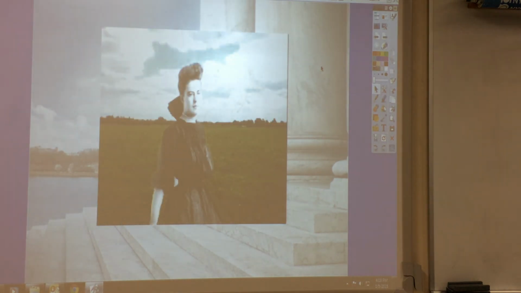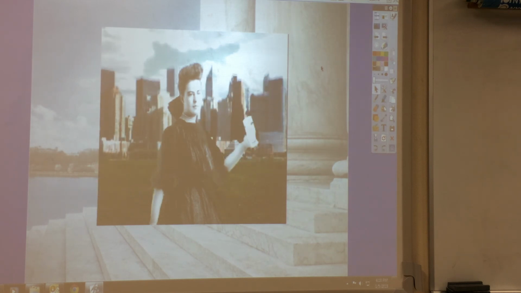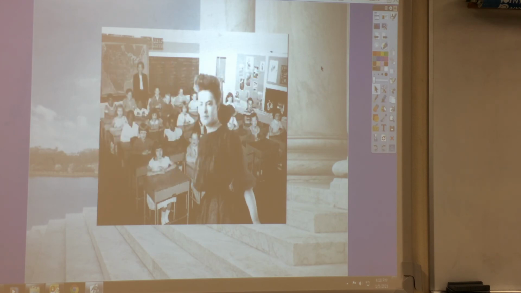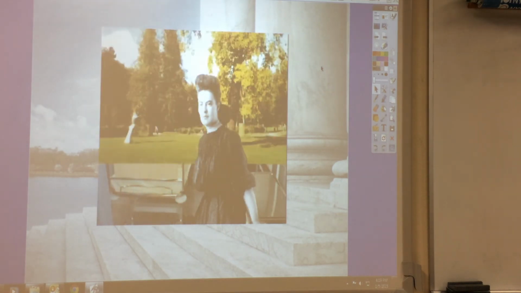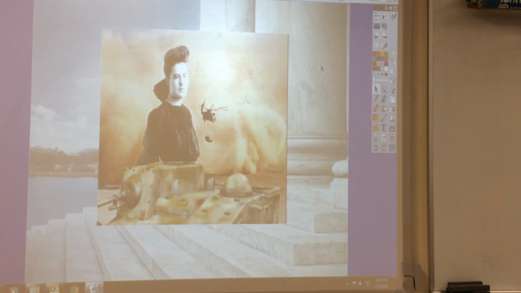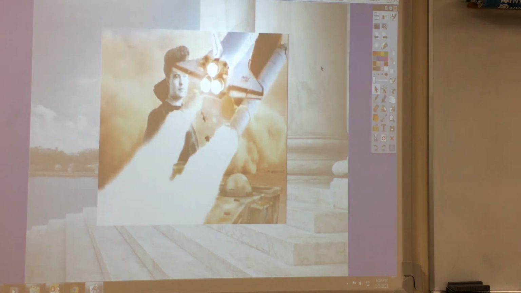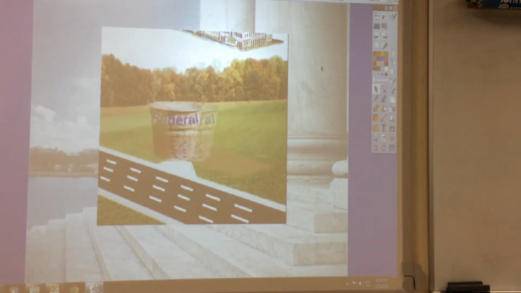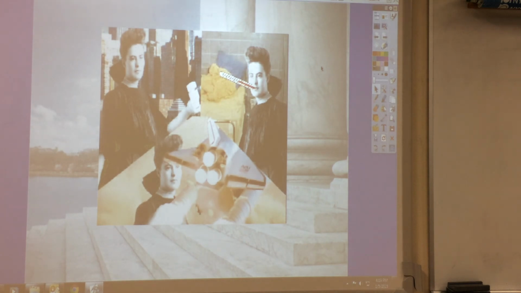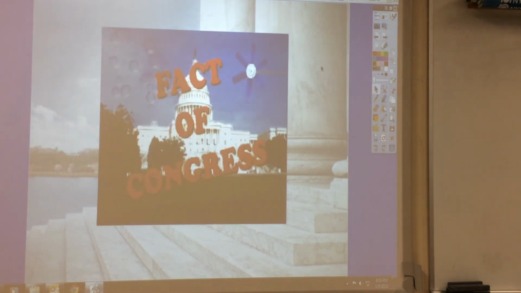Local government handles local issues like police, water, and building permits. State government handles issues about your state, such as education, health care, and recreation. Federal government handles national issues such as national parks, the military, and space exploration. The U.S. Congress is a part of our federal government. This system of dividing responsibilities among governments is called federalism. And that's another fact of Congress.